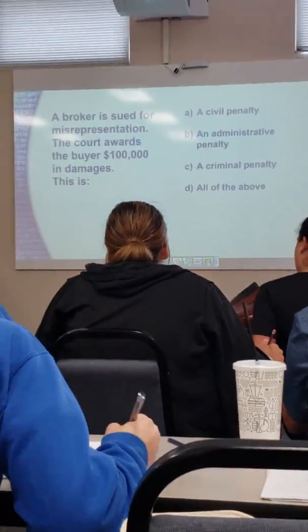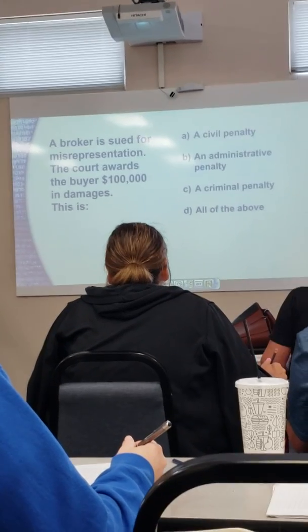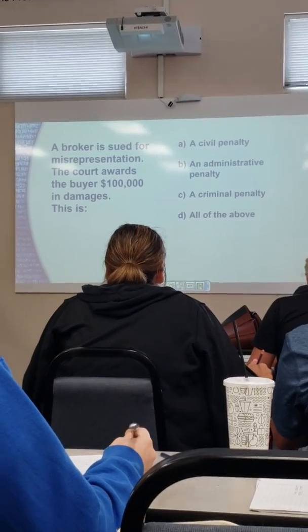Question: broker is sued for misrepresentation. The court awards the buyer $100,000 in damages. This is a civil penalty. Damages are civil. Fines are either criminal or administrative.